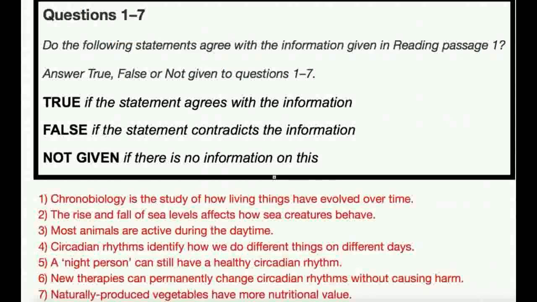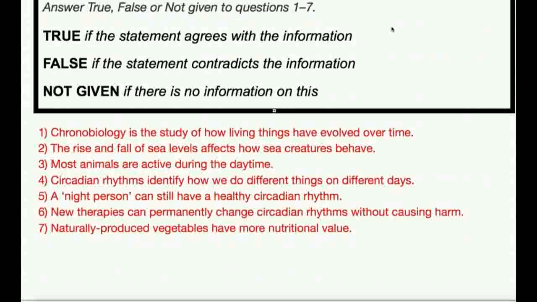Now the first thing we'll look at is how to find the information in the text from these statements. What we want to do when you're doing this is to underline words that you think will help you find that information. So we call these keywords in these statements. So these could be things like nouns, times, dates, those kind of things.